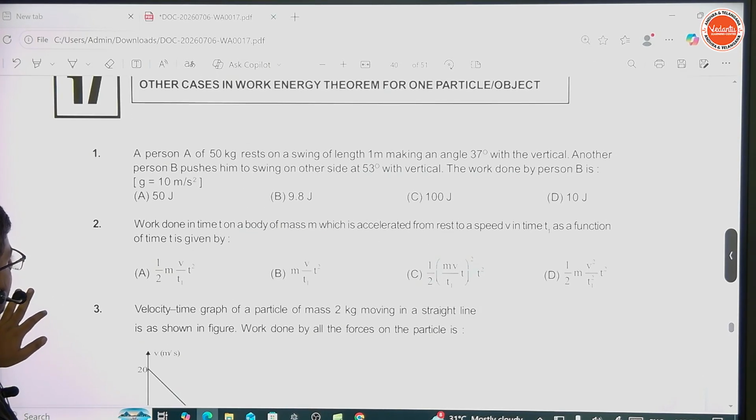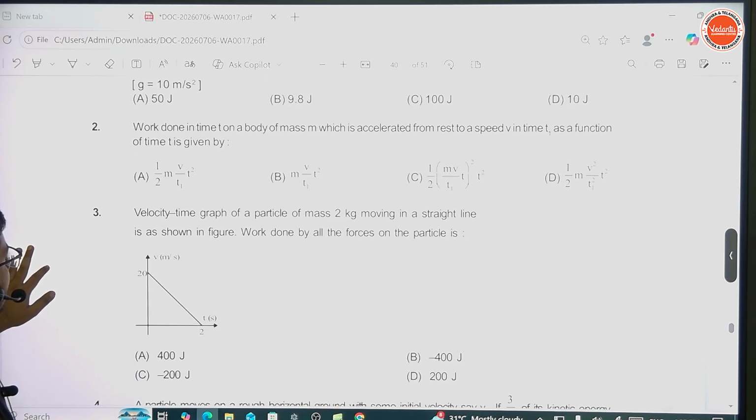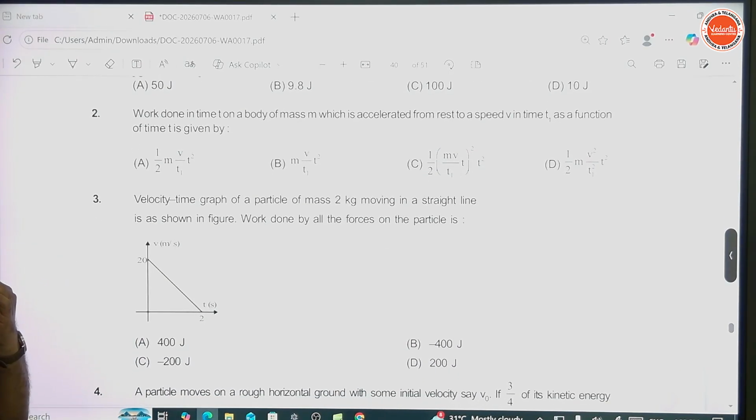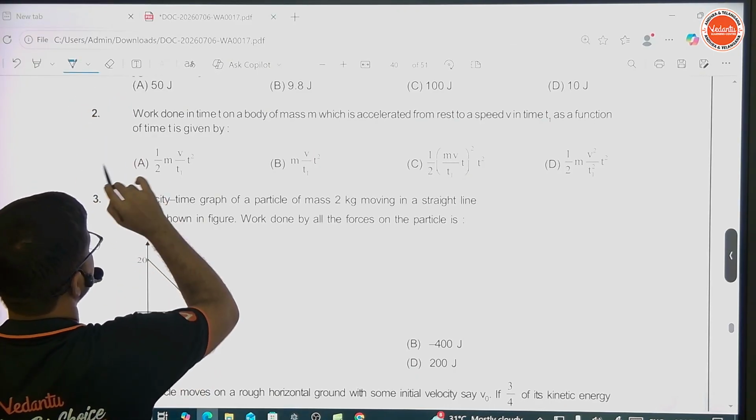Right. Look at the second one. Work done in time t on a body of mass m, which is accelerated from rest to speed v in time t1, as a function of time is given by... So they're asking work done as a function of time. What does that mean? Is force constant over here?